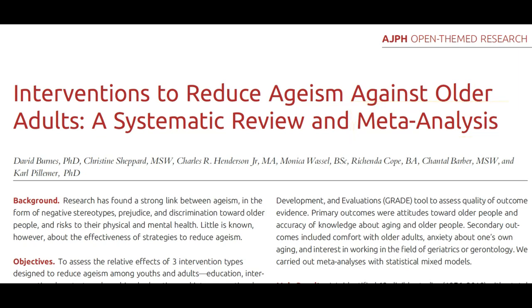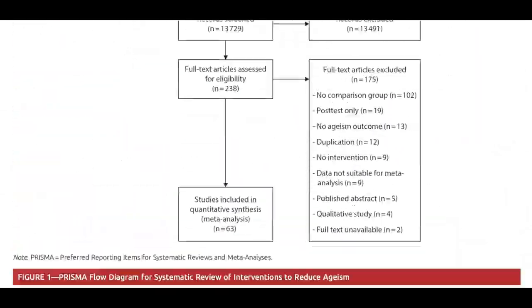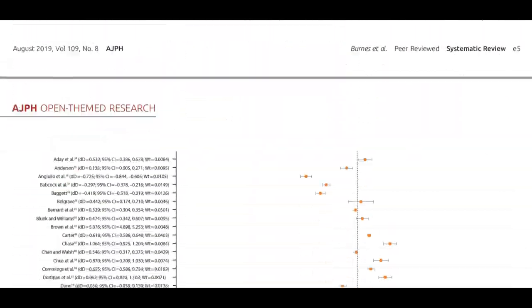To distinguish a systematic review from a meta-analysis, look to the data analysis or evaluation section to determine if the authors applied statistical analysis to the data. You can see here in our article there's a section called Methods of Analysis, where it starts by saying the authors carried out meta-analyses by using statistical mixed models. The authors go on to describe this process and illustrate their findings in charts and graphs.